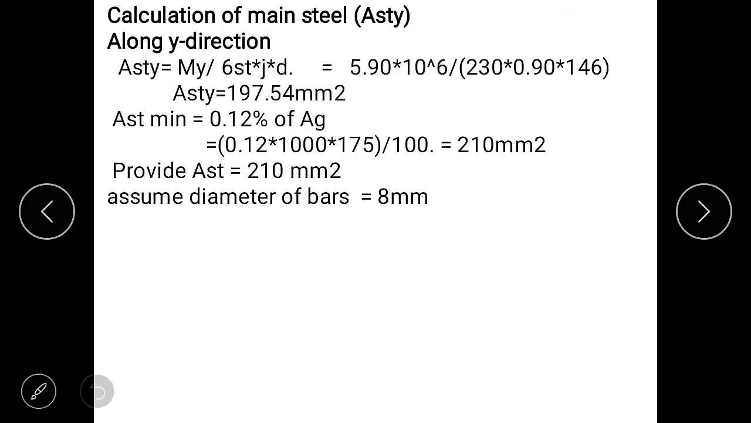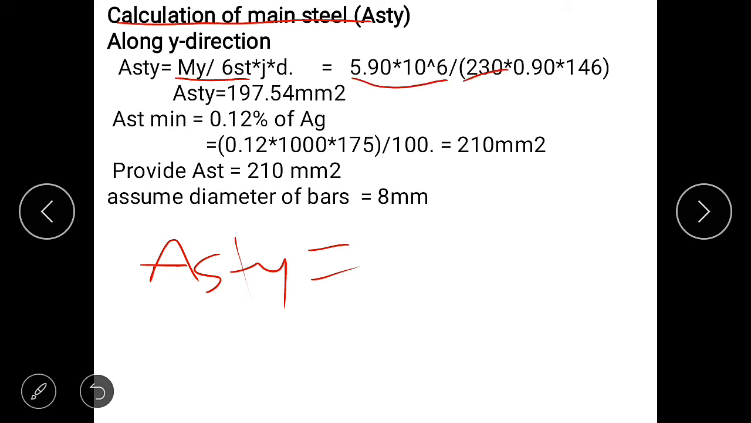Okay. So now calculating main steel along Y direction. We have to calculate area of steel along Y direction. So AST Y direction, the formula is My by sigma st j d. My we already calculated, moment in Y direction, is 5.90 into 10 to the power 6. Sigma st means permissible stress in steel is 230. J means lever arm factor is 0.90, which we already calculated in the second step. D means depth of slab, and depth of slab is 150.